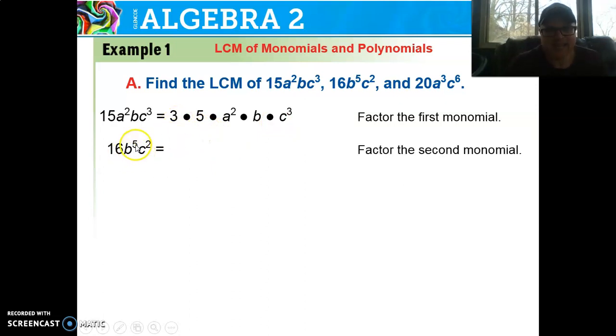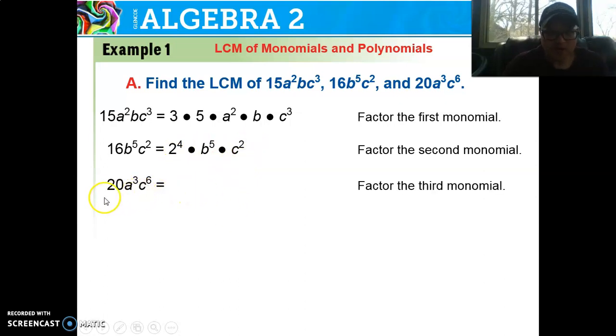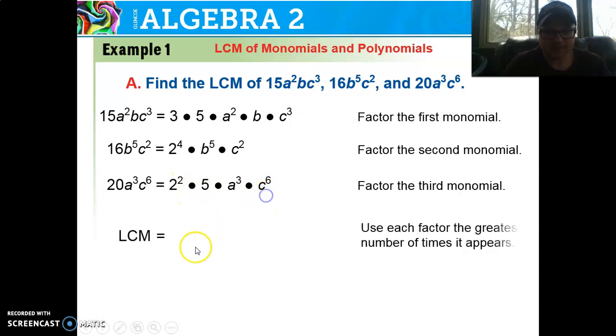What about 16b to the fifth c squared? Well, 16 can be 2 times 2 times 2 times 2. 2 is a prime number. Or 2 to the fourth times b to the fifth c squared. And then the third monomial, 20, can be factored into 4 times 5, but 4 is not a prime number, so we'll do 2 times 2 times 5, or 2 squared times 5, times a to the third times c to the sixth. Then, the least common multiple, we use each factor the greatest number of times it appears.